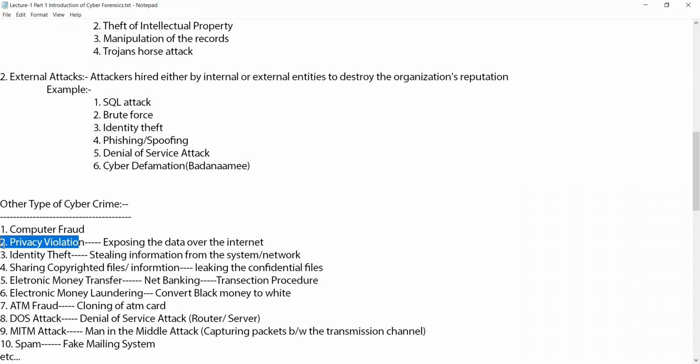There is an attacker, guys, by the name of Edward Snowden. Have you heard that name, Edward Snowden? All of you? No, sir. No. Okay, guys, just note down the name. That is Edward Snowden.